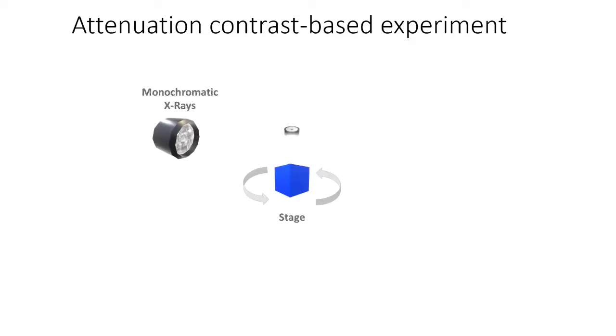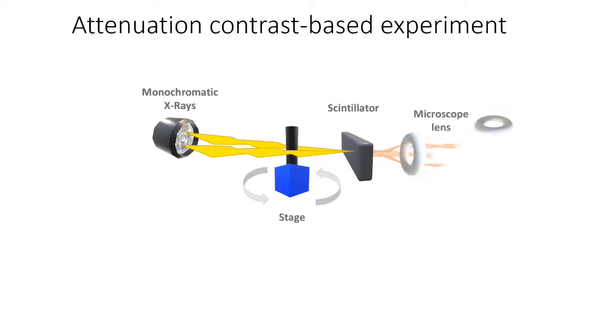Through an attenuation contrast experiment, first we will place our sample on a stage. Then the X-ray beam will penetrate the sample as it rotates. Then the attenuated transmitted beam is converted to visible light by using a scintillator. This visible light is optically magnified through multiple microscope lenses. This will be reflected on a mirror to project and record the resulting image on a CCD detector.